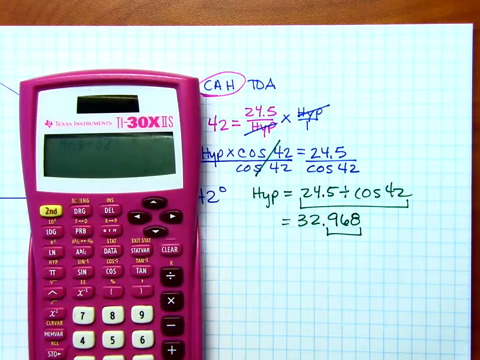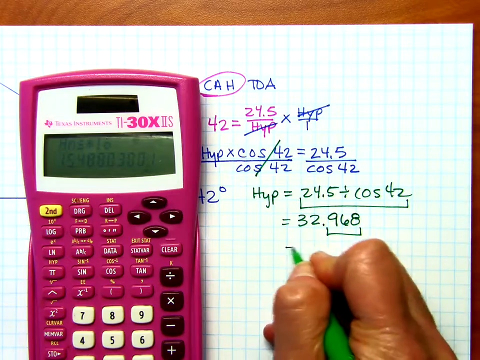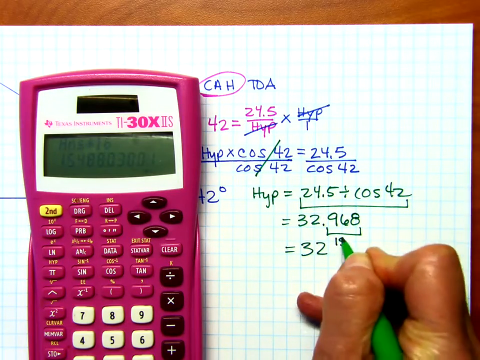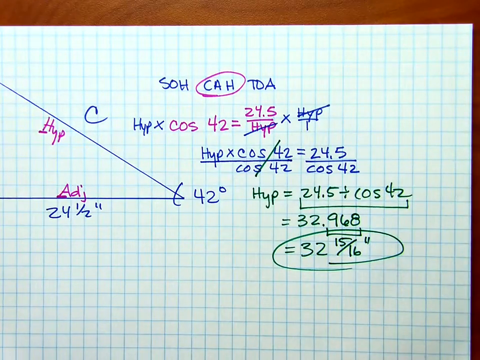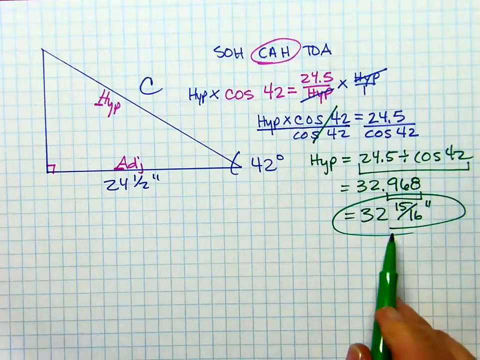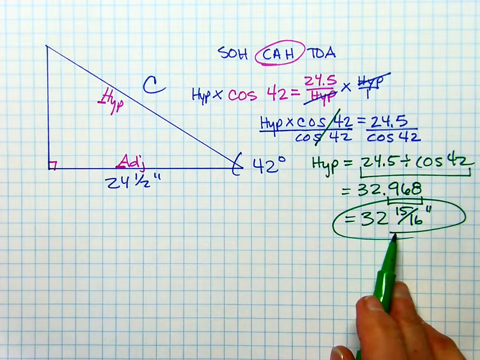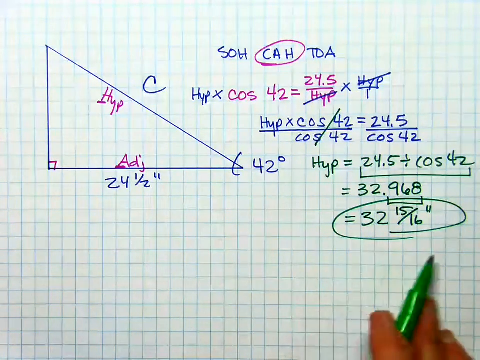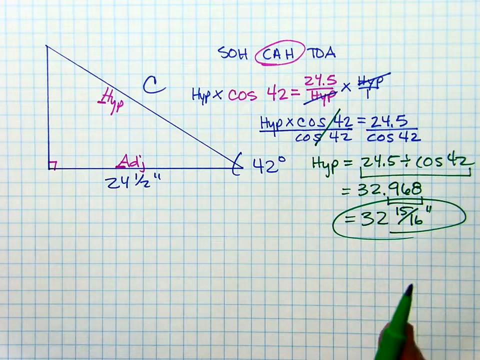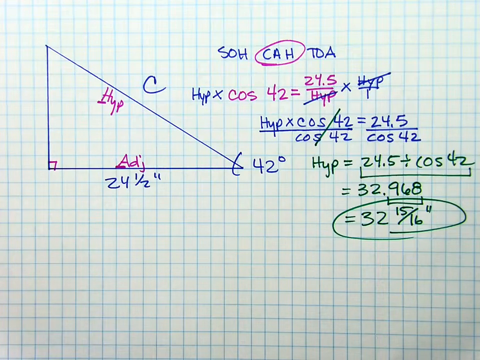So subtract 32, and we're going to multiply it by 16, and we get 15.4, so that's 15/16. So 32 and 15/16. Okay? And now this needs to be larger than this side because this is representing the hypotenuse, and it is in fact larger than the adjacent. So I feel pretty confident that this is a reasonable answer. Okay, I'm just going to call it that. It's reasonable. All right, let's go ahead and do another one.